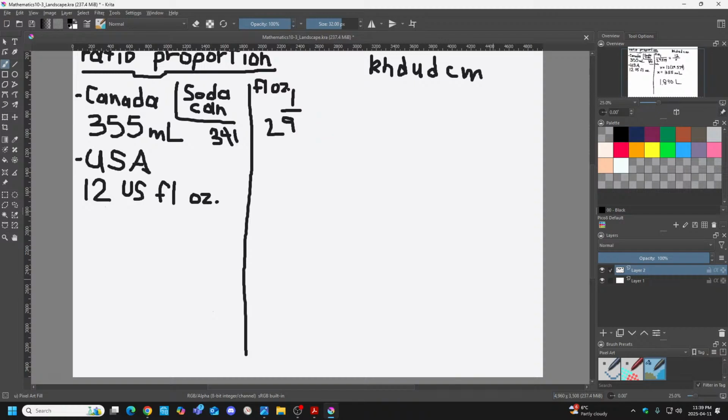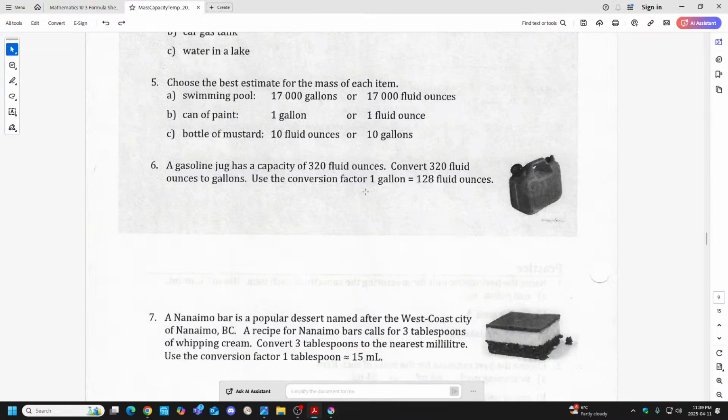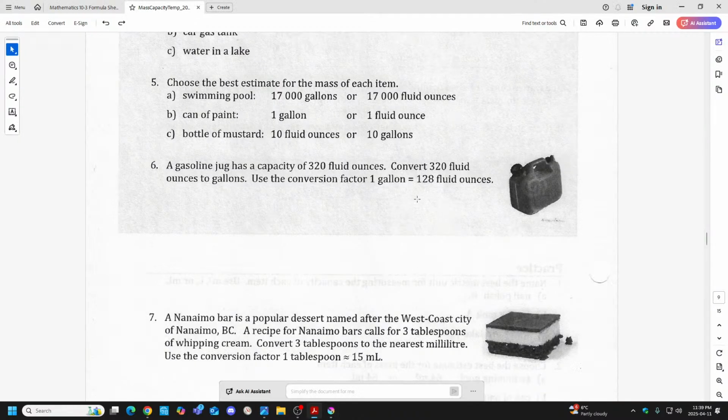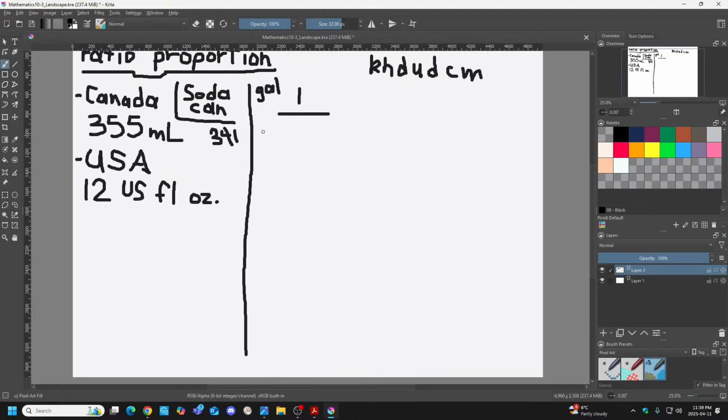Okay. All right, there we go. So I'm going to start with my little formula here. We're going to go 1 gal, for gallon, equals 128 fluid ounces.